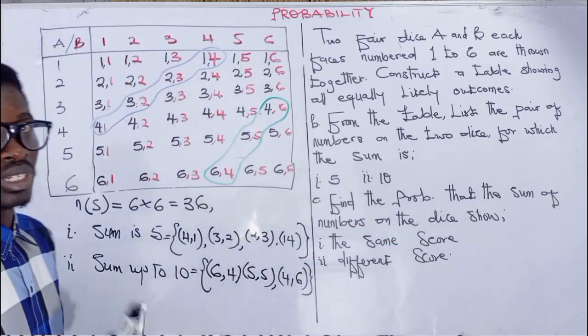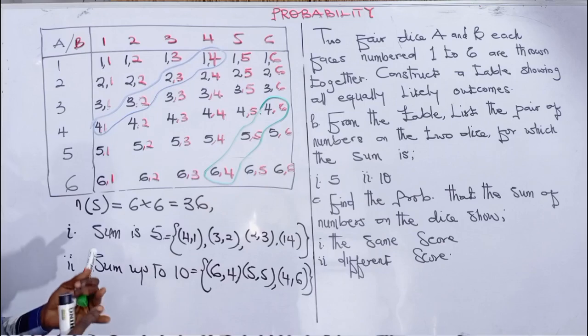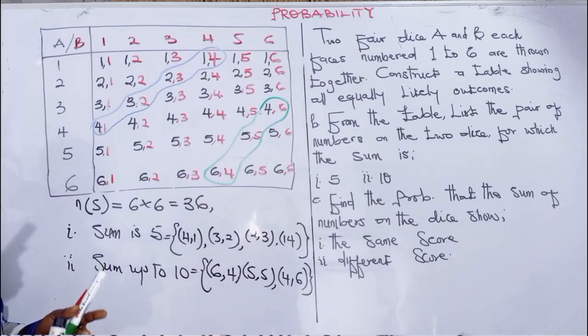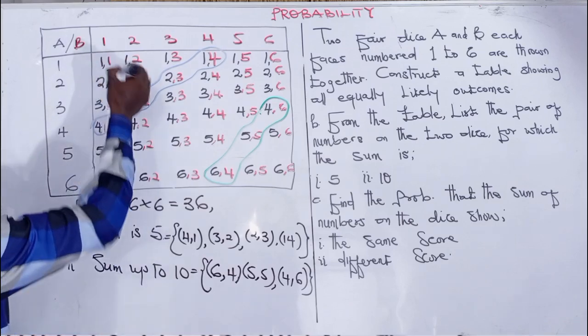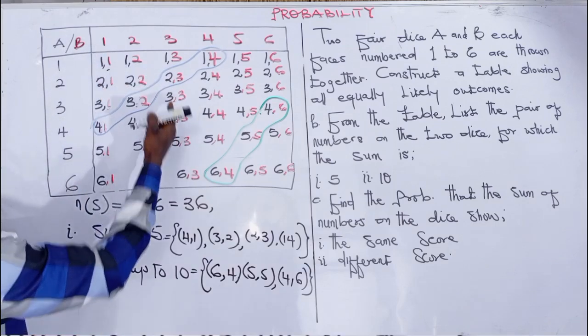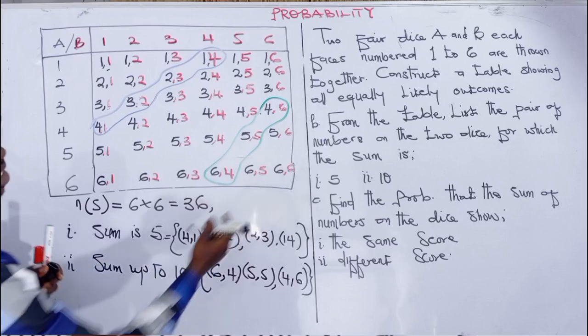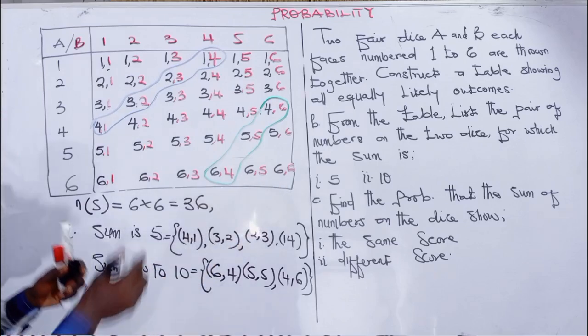Now let's look at C, finding the probability that the numbers on the die show the same score. So the same score means that we can have 1, 1, 2, 2, 3, 3, 4, 4, 5, 5, and then 6, 6. So with that, you can see that we have 1, 1 here, 2, 2, 3, 3, 4, 4, 5, 5, 6, 6. So that is the same scores, the same numbers.